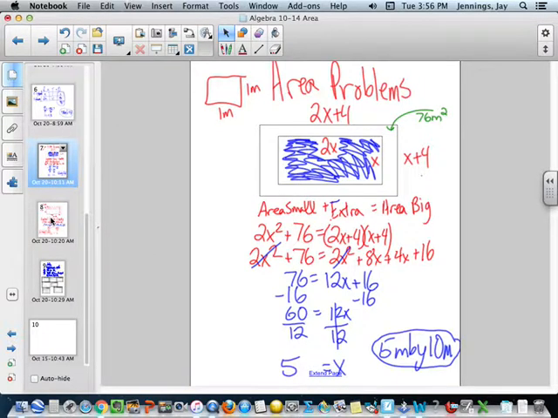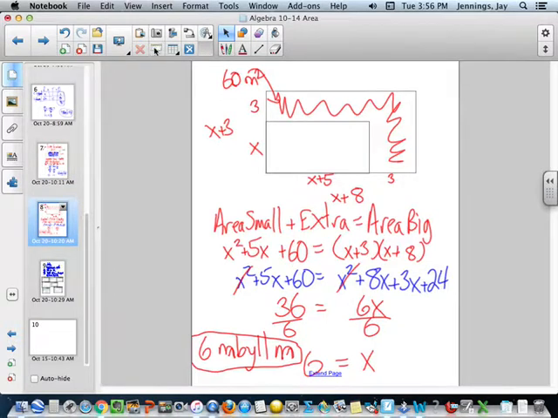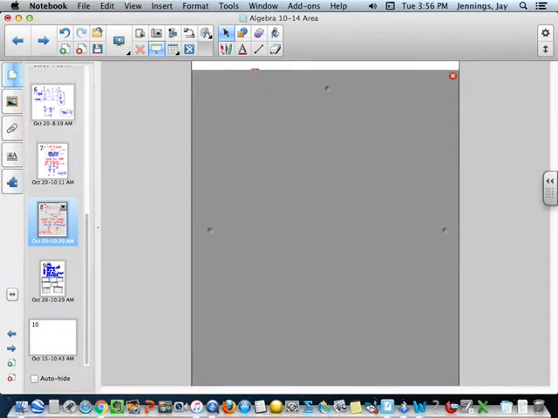Okay, next we're going to try an increase or decrease problem. And I'll read it out to you. A rectangle is 5 centimeters longer than it is wide. If the length and width are both increased by 3 centimeters, its area is increased by 60 centimeters squared. Find the dimensions of the original rectangle.